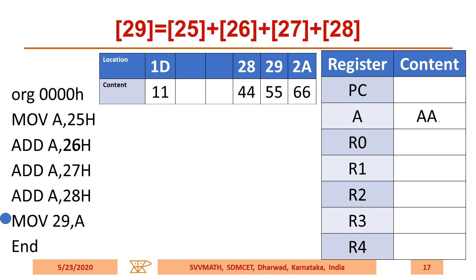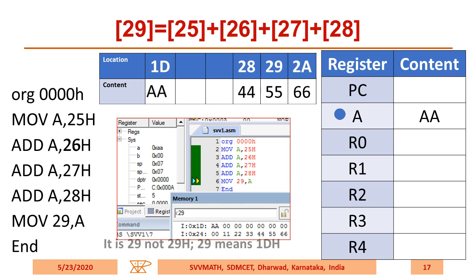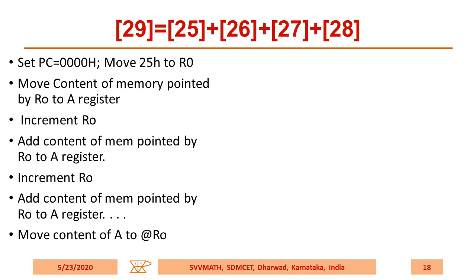MOV 29, A. The content of the accumulator is moved to 1D. Why is it 1D? Because I have not mentioned H here, so its equivalent is 1DH.